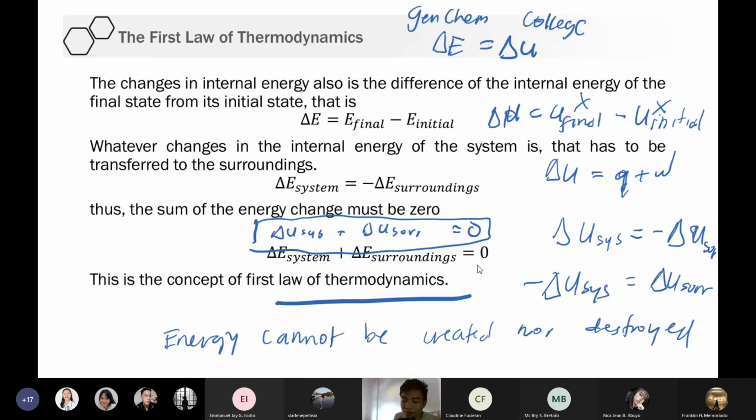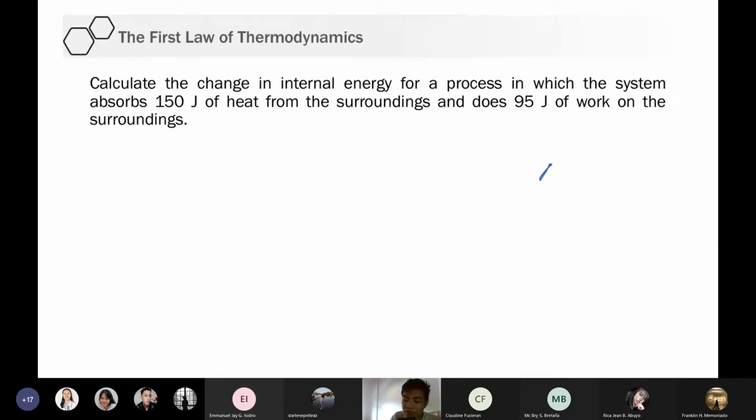Okay? So yan. Practice tayo sa pag-solve ng delta U. Okay. So let's have this practice lang. Wala muna tayong recitation for this day, no? Onti lang kasi examples ko eh. Okay, calculate the change in internal energy for a process in which the system absorbs 150 joule of heat from the surrounding and does 95 joule of work on the surroundings. So, ano meaning yan? Delta U is equals to Q plus W. Basahin natin ano nangyari sa system.